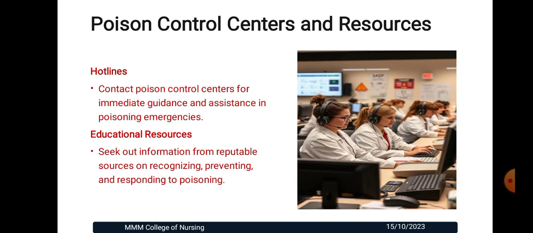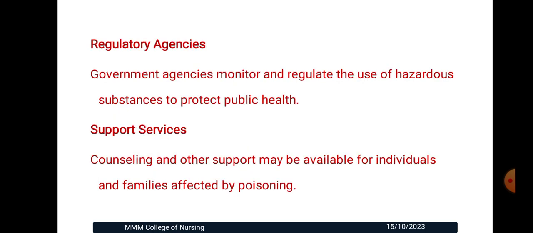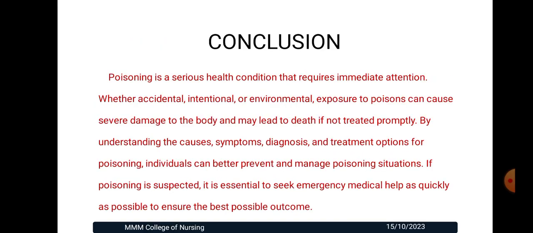Poison control centers and resources. Helplines: contact poison control centers for immediate guidance and assistance in poisoning emergencies. Educational resources. Seek out information from reputable sources for recognizing, preventing, and responding to poisoning. Regulatory agencies. Government agencies monitor and regulate the use of hazardous substances to protect public health. Support services, counseling, and other support may be available for individuals and families affected by poisoning.